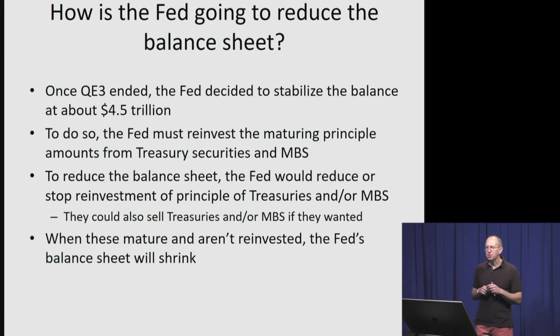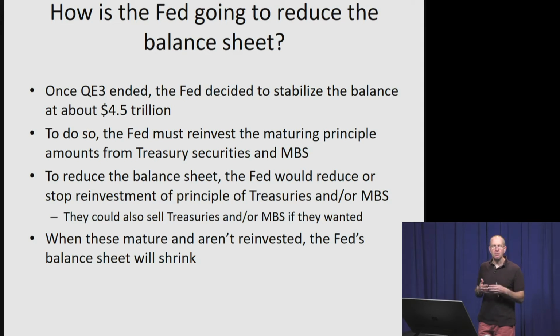So first, how is the Fed going to reduce the size of its balance sheet? Well, the Fed went through 3 rounds of quantitative easing, and they ended up stabilizing their balance sheet at around $4.5 trillion. In order to maintain this $4.5 trillion balance sheet value, what they have to do is reinvest proceeds from maturing Treasury securities and maturing mortgage-backed securities, because otherwise, if they did not reinvest these maturing securities, they would run off their balance sheet and the balance sheet would tend to shrink.